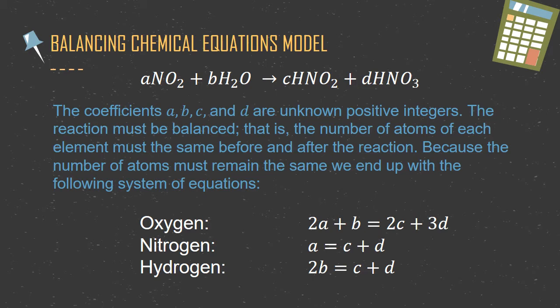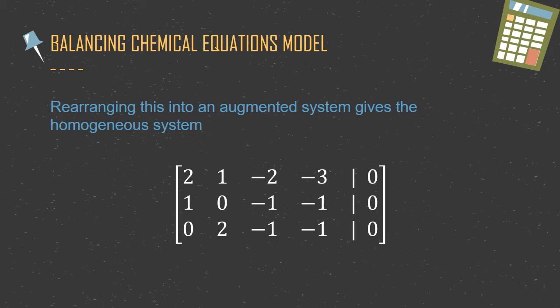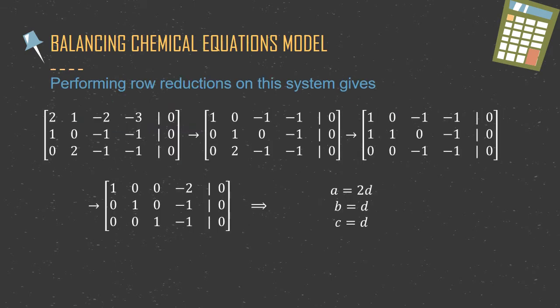Because the number of atoms must remain the same, we end up with the following system of equations. For oxygen, we have 2A plus B is equal to 2C plus 3D. For nitrogen, we have A is equal to C plus D. For hydrogen, we have 2B is equal to C plus D. Rearranging this into an augmented system gives the homogeneous system 2, 1, negative 2, negative 3, 0; 1, 0, negative 1, negative 1, 0; 0, 2, negative 1, negative 1, 0.